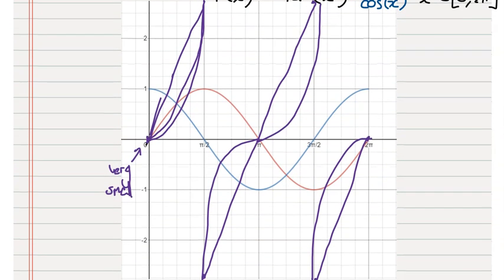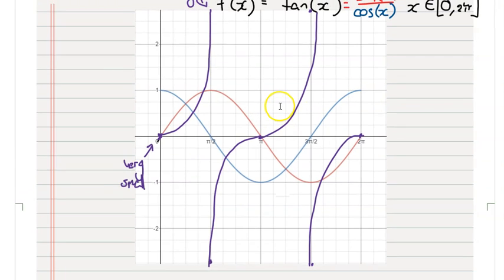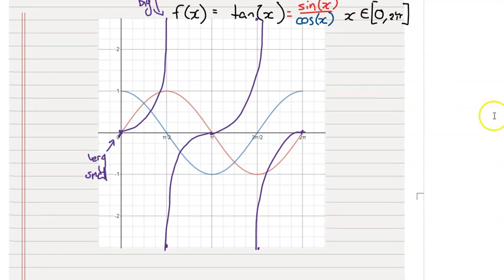Alright, so let's clean that up a little. Let's get rid of the original assumptions here, here, and here. There. So what we can see in purple here is a general estimation of what the tangent function would look like if we graphed it.